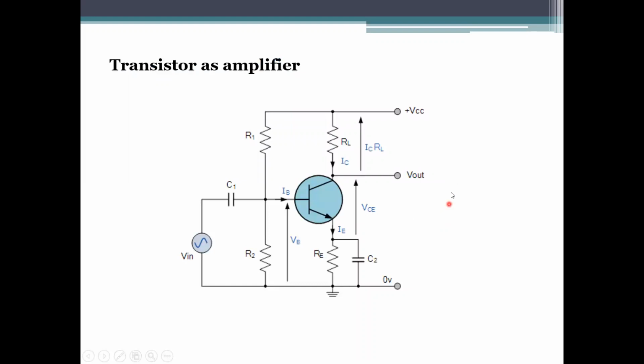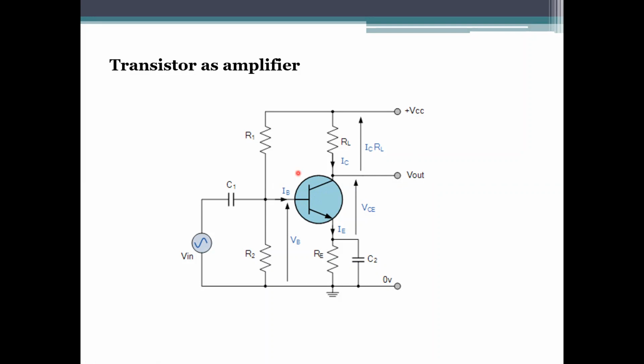And the transistor as an amplifier diagram is given here. This is a resistor, this is your capacitor, and this is your transistor. Collector, base, and emitter. So in this diagram, it shows a typical single stage amplifier with a voltage divider bias. This is your voltage divider bias.